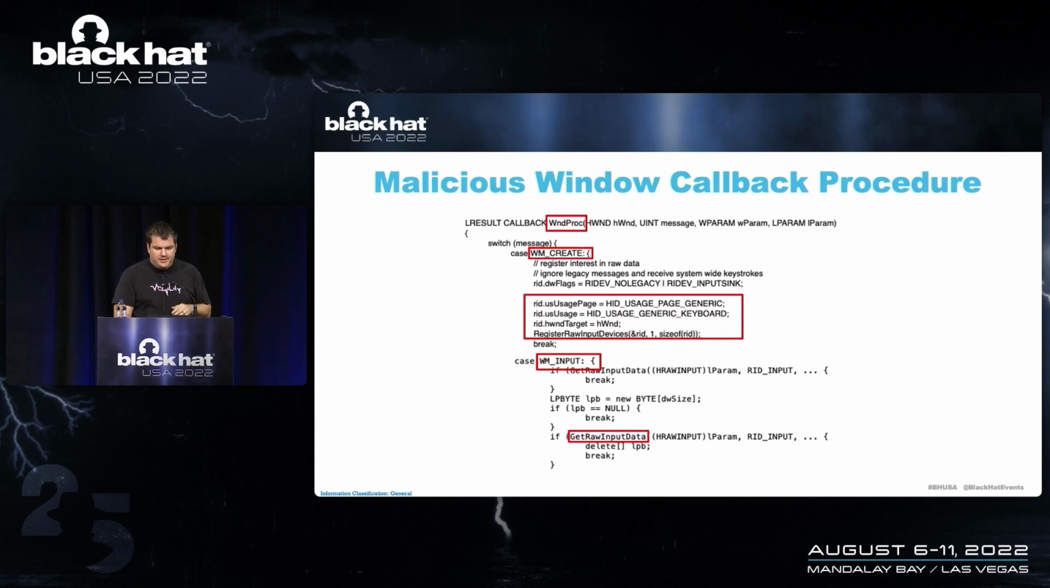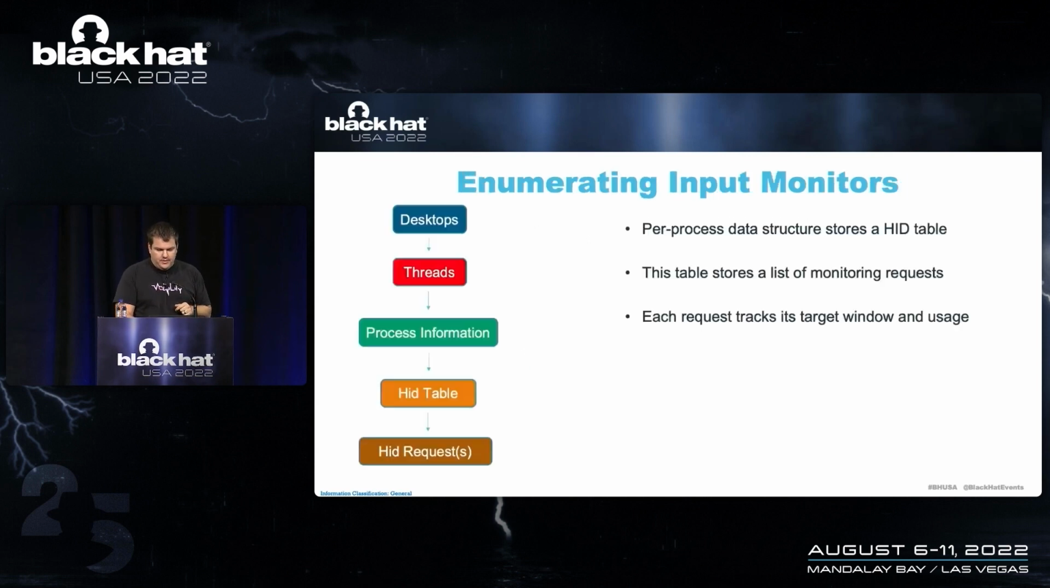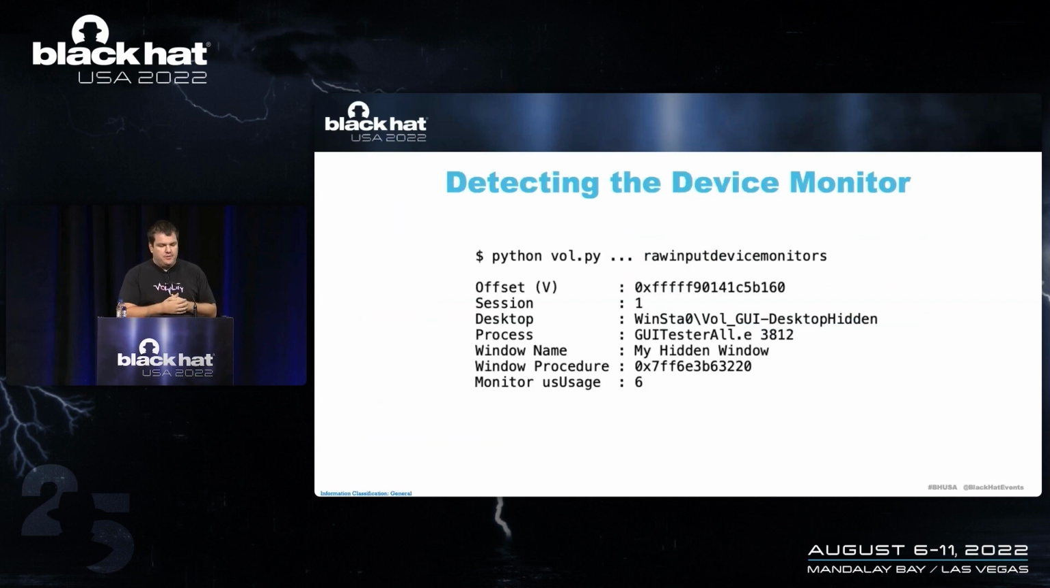There was no memory forensic support for this before. So we figured out that off of those same data structures, we were getting the thread and process information. There was a second set of tables that we could examine, and it would tell us all the processes that had used that API. And then this is a brand new plugin called Raw Input Device Monitors that we wrote to implement what we were just talking about.